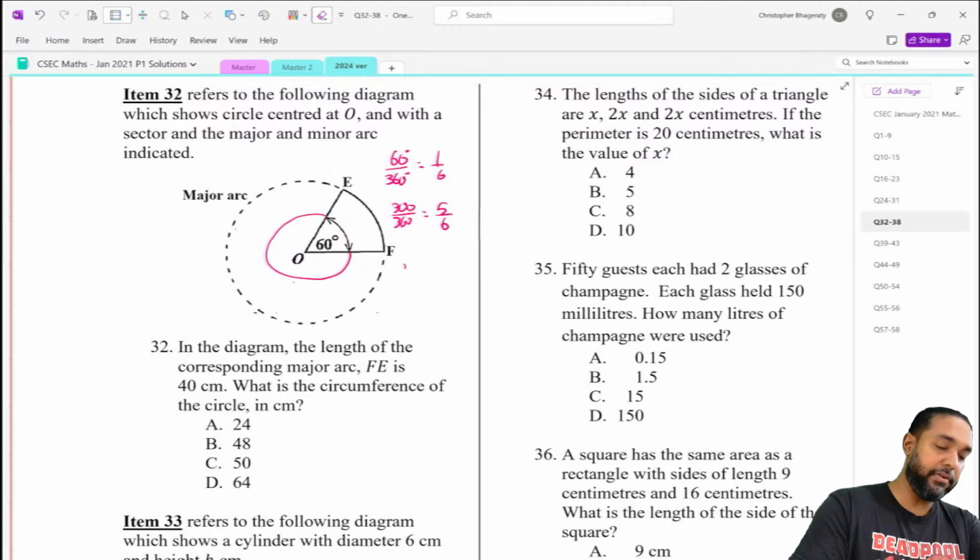So the 40 centimeters corresponds to 5/6. So if you divide that by 5, you get 8, which is 1/6. And now we could take 8 and multiply that by 6 to get the whole, which is 48. That's correct.